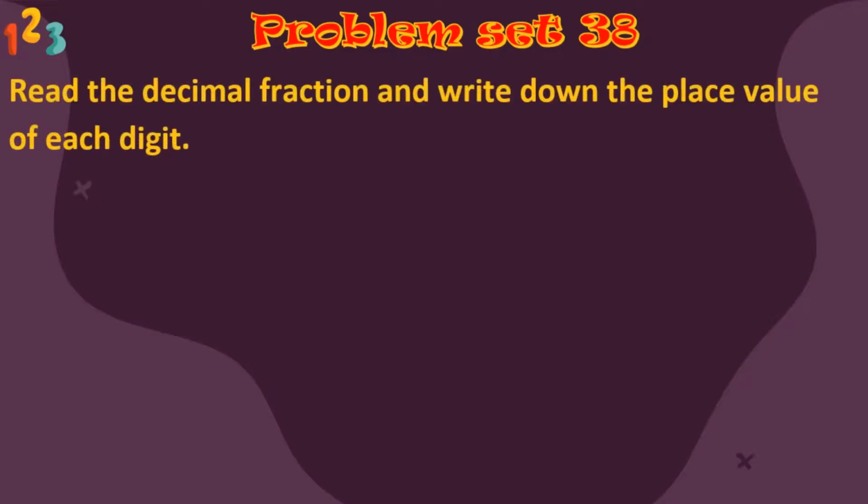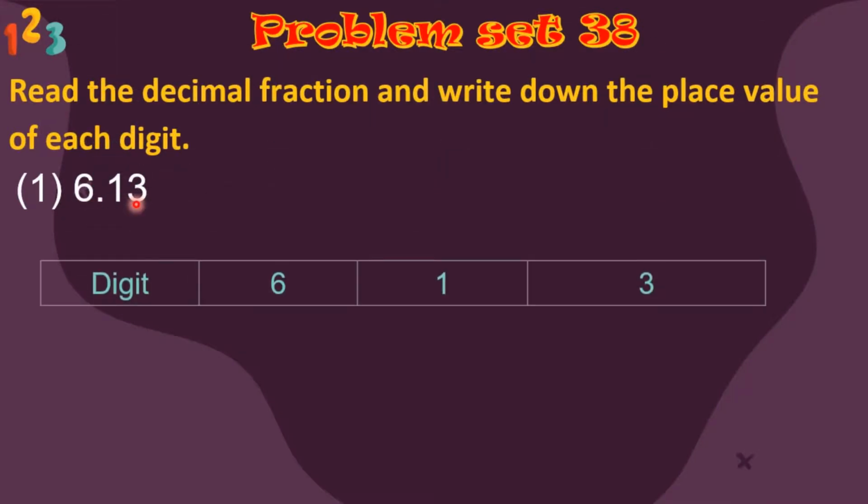Let us solve problem set 38. The question is, read the decimal fraction and write down the place value of each digit. So here we have the first example, 6.13. Now let us arrange the digits in the given decimal fraction in the proper columns. So here we have the digits 6, 1 and 3.